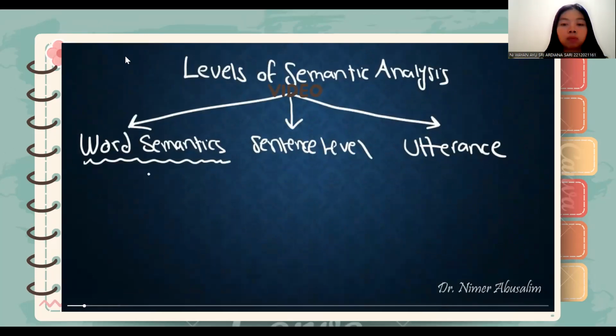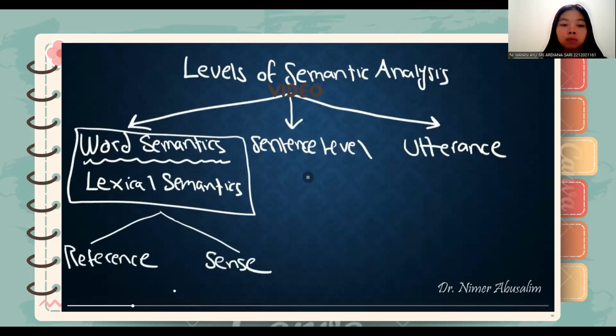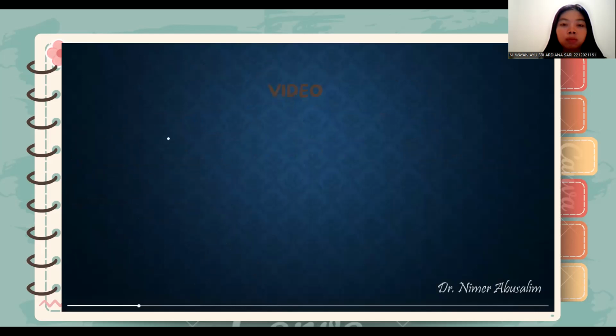Now in semantics, the branch of word semantics is given another name. Sometimes it's called lexical semantics. So let's begin now with word semantics or lexical semantics. There are two main things that we look at within the field of lexical semantics, and that is reference and sense. So let's take a look at a quick example so we can get the feel of what the difference is between reference and sense.